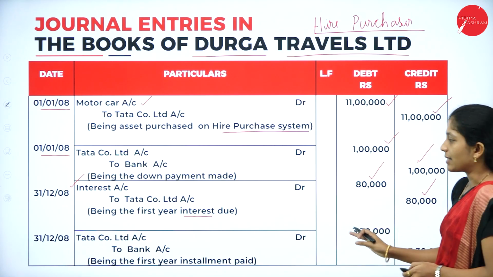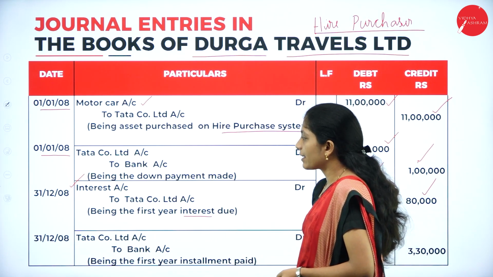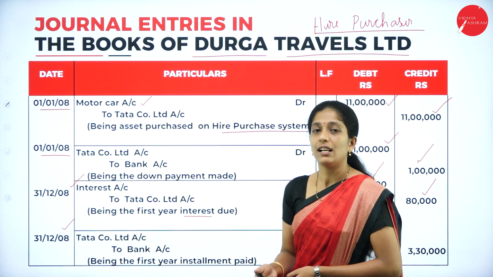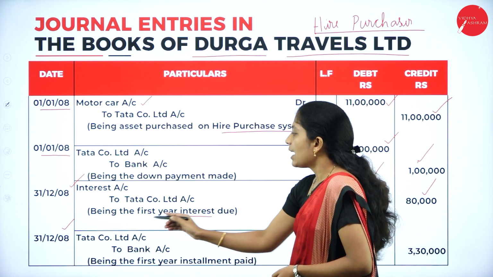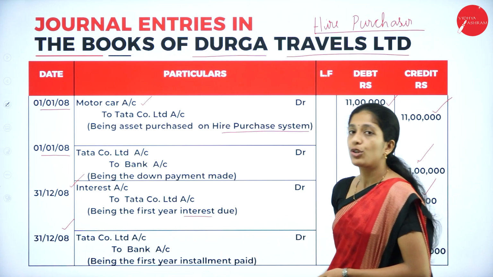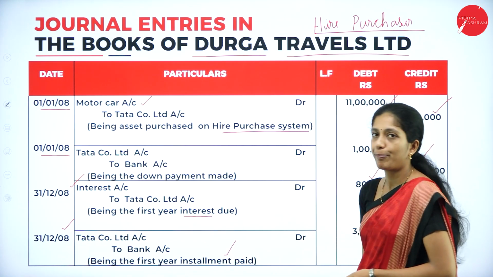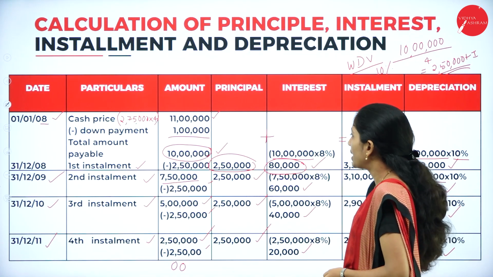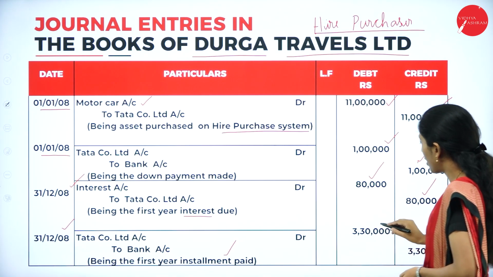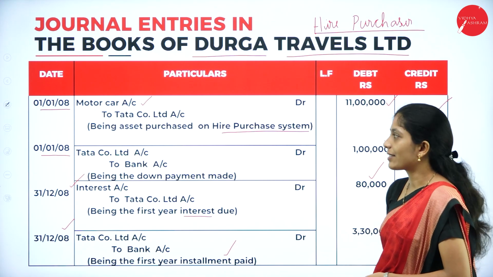Now clear? Yes. Next, your entry is for installment paid. So what is the entry? At the end of the year, 31/12/2008, you have to pay the installment. So what is the entry? Hire seller account debit, that is Tata Company Limited account debit to bank account. So what is the narration? Being the first year installment paid. Clear? Now what is the installment in the first year? Yes, here it is 3,30,000. So record that amount 3,30,000 on both sides, the debit side and credit side.